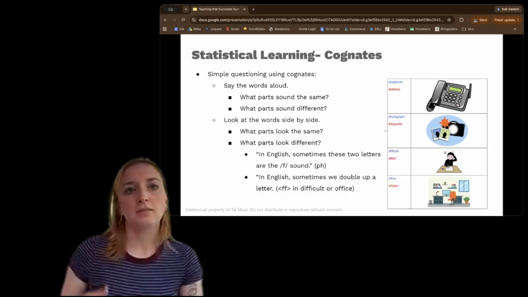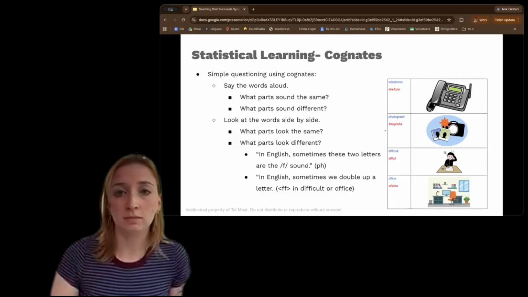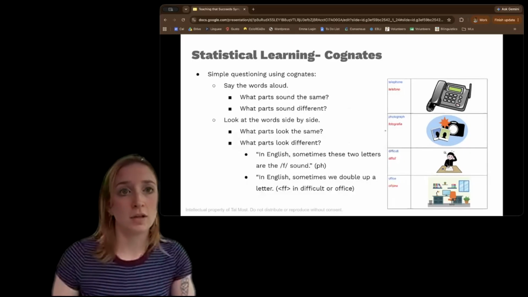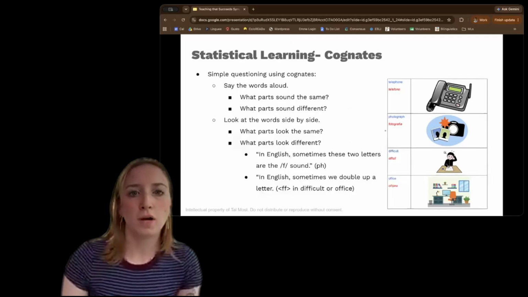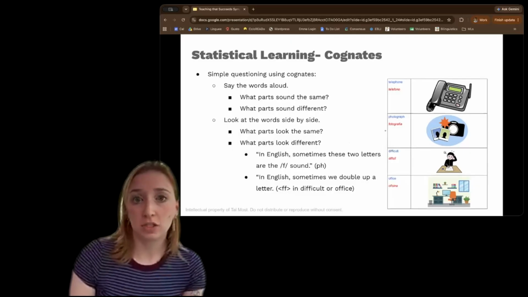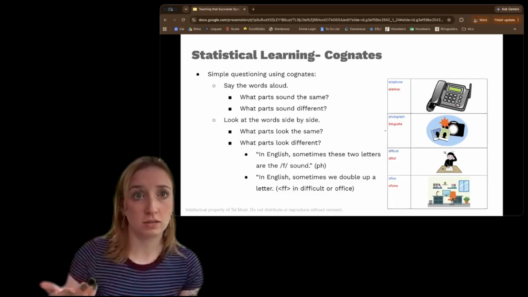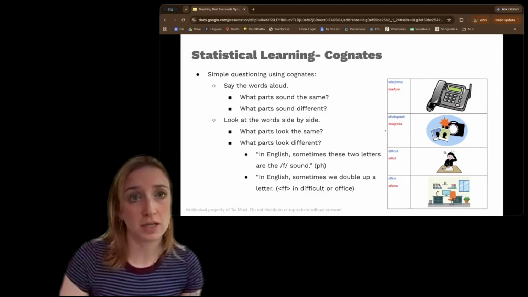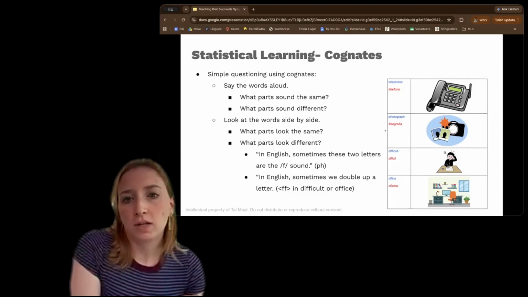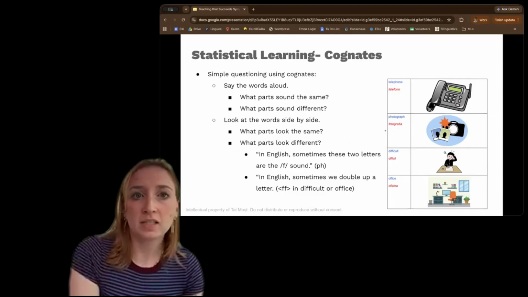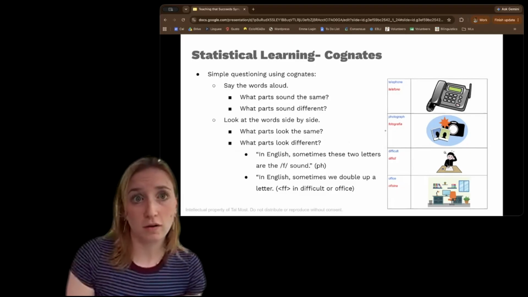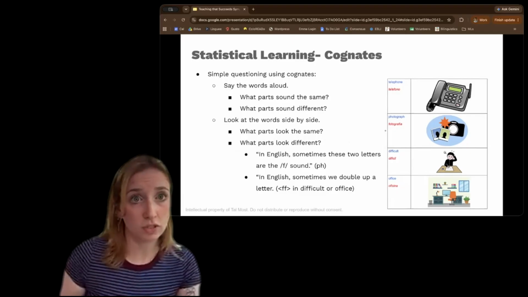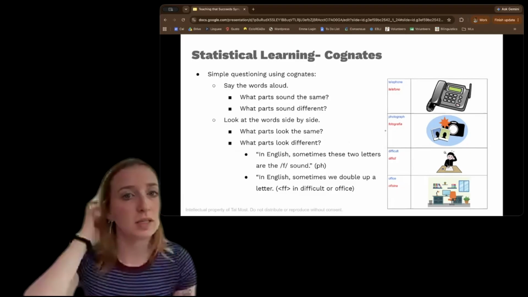So first, we say the words aloud. Photograph, fotografía. What parts sound the same? I'll ask my students to first just orally identify what may be similar and different between the words. What parts may be different? This is also a great moment to have a little morphology moment and talk about the meaning associated with a part of a word that's consistent between the two languages.